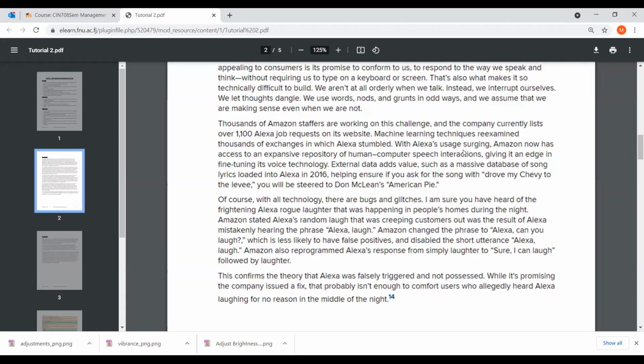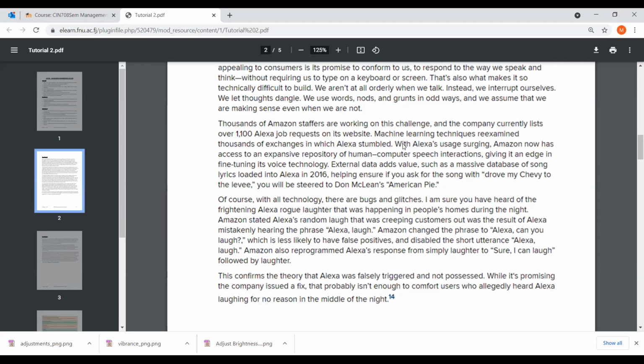With Alexa's users surging, Amazon now has access to an expansive repository of human-computer speech interactions, giving it an edge in fine-tuning its voice technology. External data adds value, such as a massive database of song lyrics loaded into Alexa in 2016, helping ensure if you ask for the song with song name Drove My Chevy to the Levee, you would be steered to McLean's American Pie. Now, what it simply means is this from here onwards, okay?